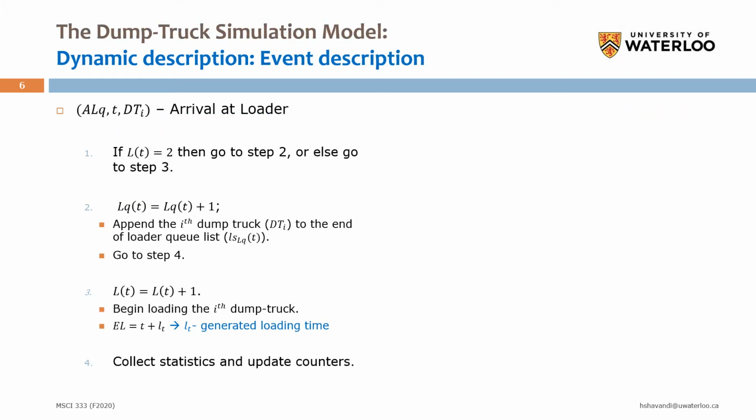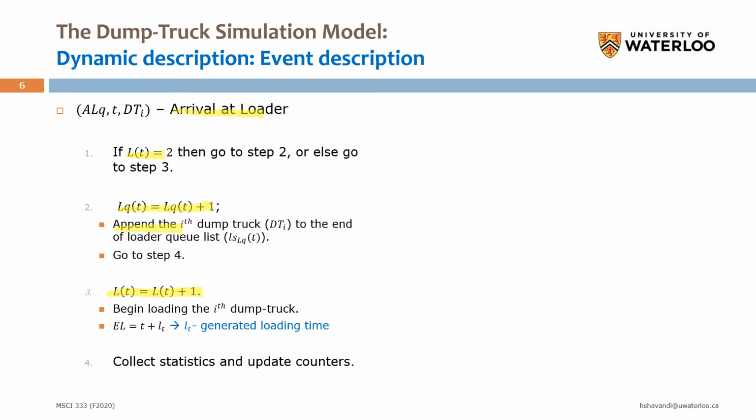So let's look at the logic for the events. This is for the arrival at loader event. At first we check the loading station status. If LT equals 2, this means that both loaders are busy. If yes, we go to step 2, else we go to step 3. In step 2, we increase the number of dump trucks waiting in line by 1, and we append the ith dump truck to the list of the waiting. Okay, and then we go to step 4. At step 3, this means that at least one loader is empty, is idle.